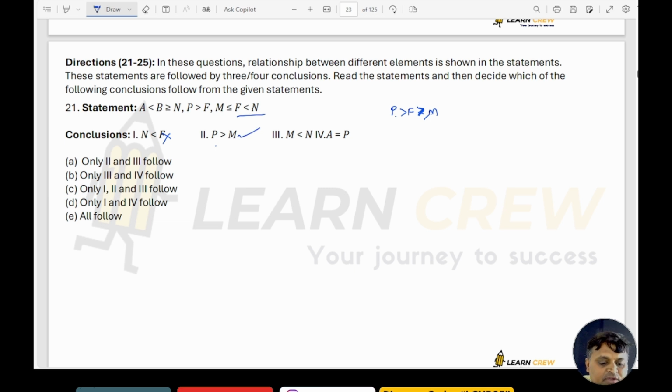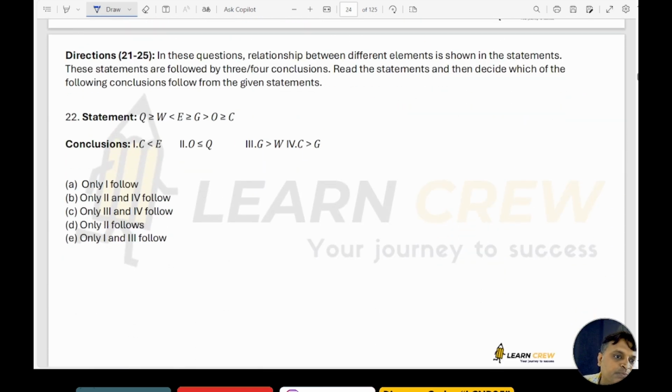What about third one? M less than N is correct. Next, A is equal to P is wrong, because there are two inequalities, less than and greater than, then you have N to F, F to P. So you have different inequalities. So you can say only 2 and 3 are correct. So option 1.